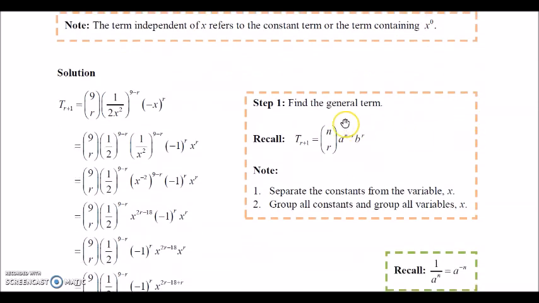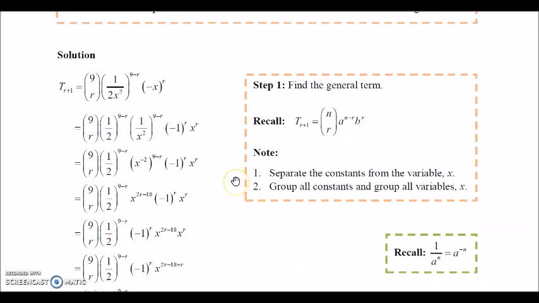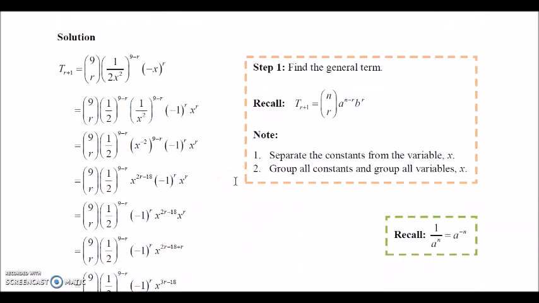So we will now make use of this general term formula. Having identified this to be my a, my b, and my n, take note, your b over here is a negative x, so we're going to substitute my a, b, and n into this general term. Similarly, my r value is unknown, so I'll just leave my general term formula in terms of r.